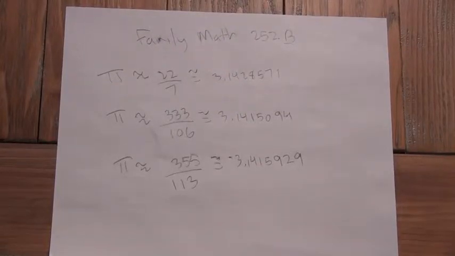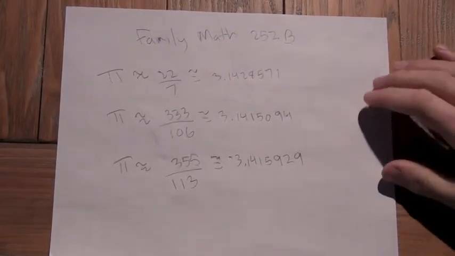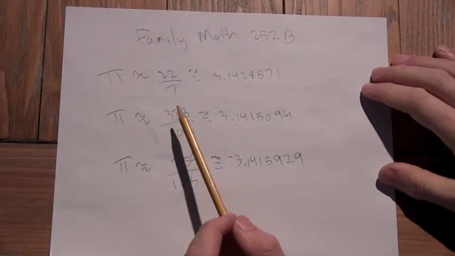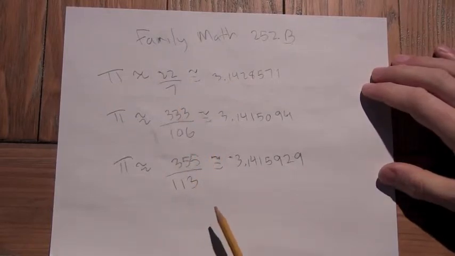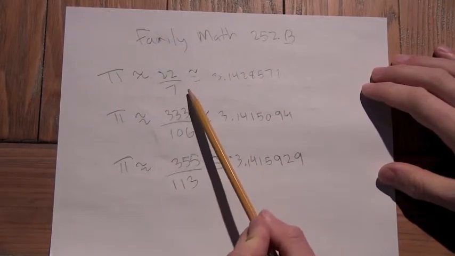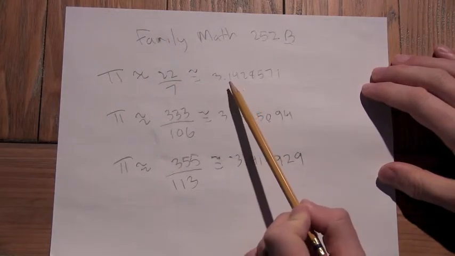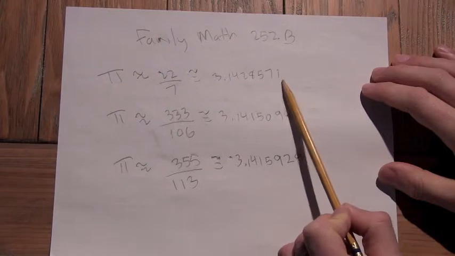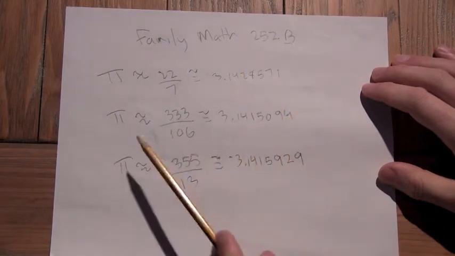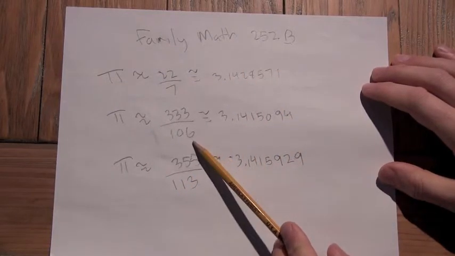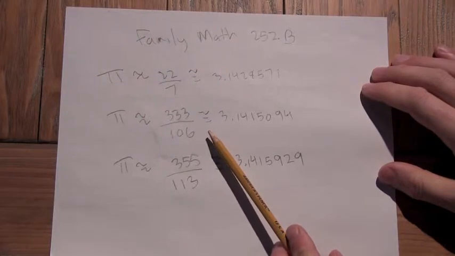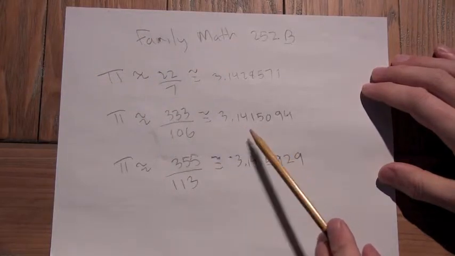Okay, so here's part B. Yesterday we learned that we had some interesting approximations for pi. Rational number approximations. 22/7, which is a very common one, which was an okay approximation, 3.1428571 approximately. Then we found 333 over 106, which was around 3.1415.